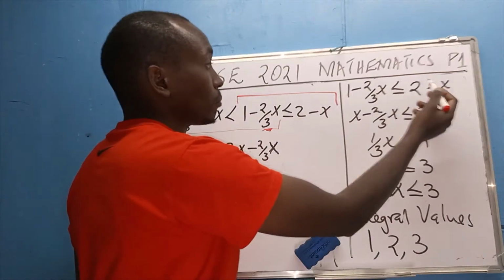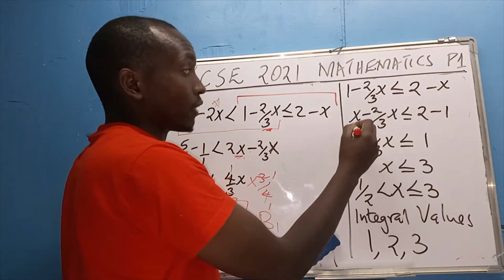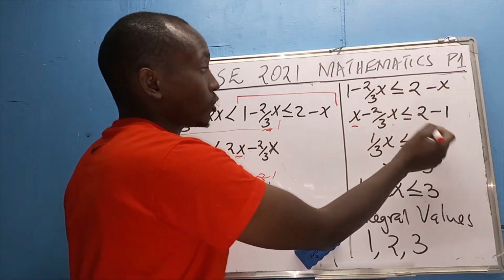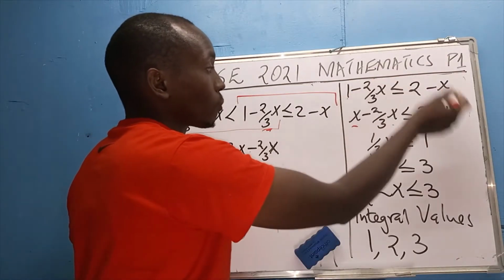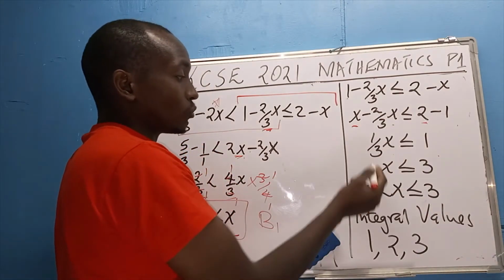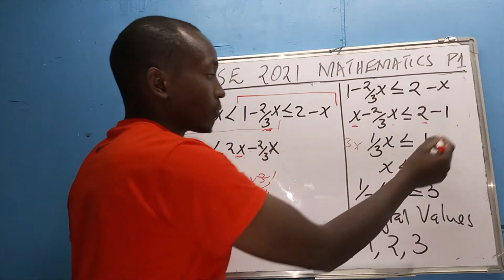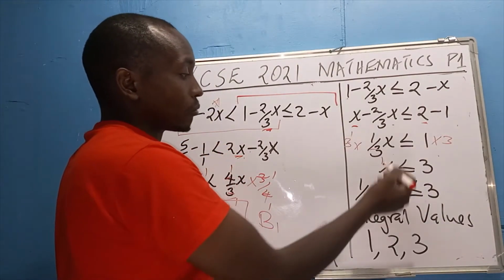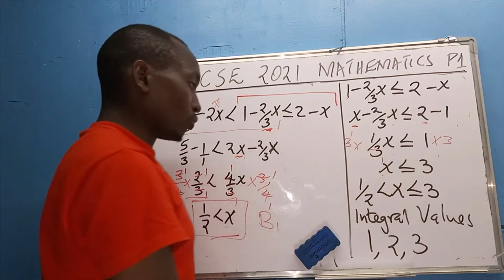So with that, it will be positive x, subtract 2/3 x. Then on the other side, it will be 2 subtract 1. So it will be 1. Then on this other side, it will be 1/3. To eliminate these 3, I can multiply here by 3, here by 3. So x is less or equal to 3.